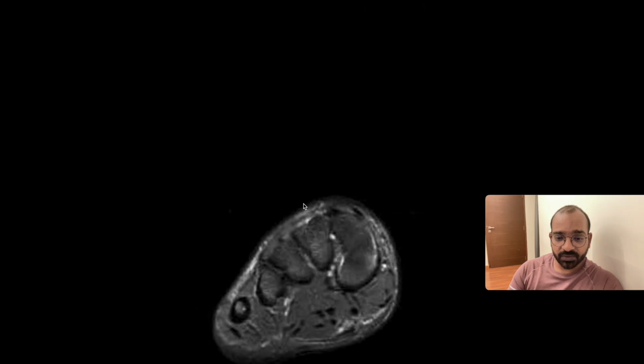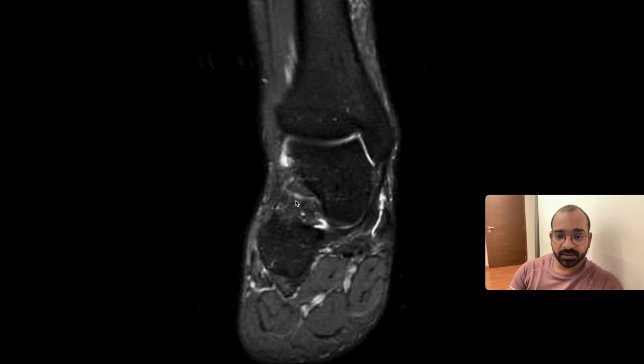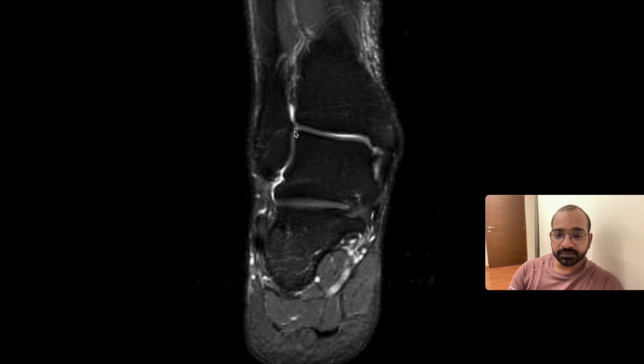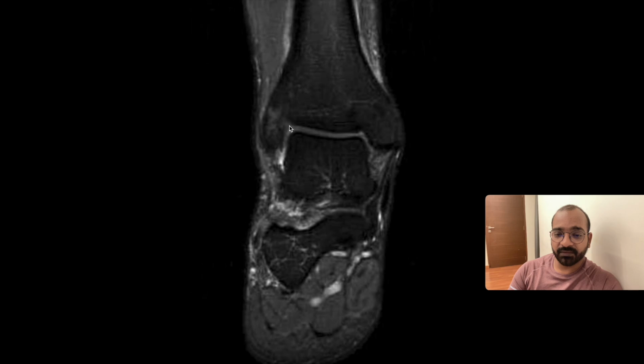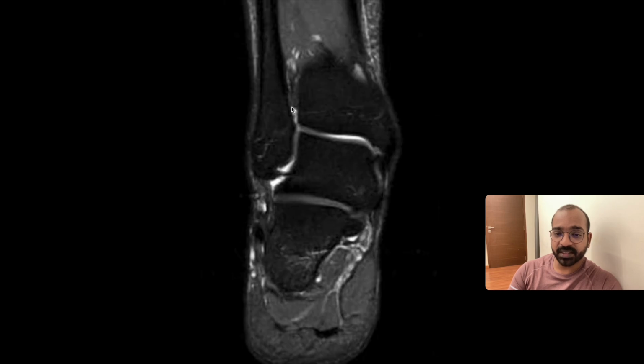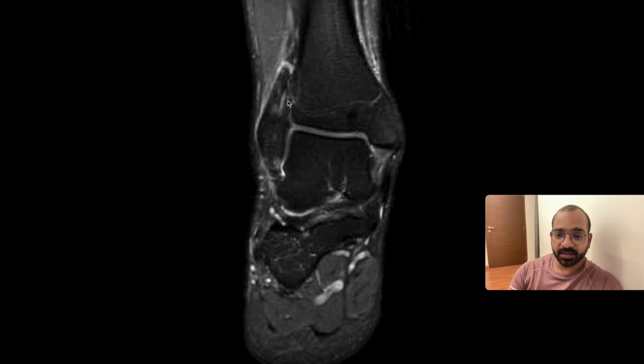So if I show you the same thing on the coronal images, I'll try to show you. Yeah, here you can see this is the anterior inferior tibiofibular ligament. This is a syndesmosis, what we are seeing, that is the interosseous membrane between the distal tibia and fibula. Okay, so this is the tomb of the talus. This is the tibial plafond surface, this is the fibular surface, this is the tibiotalar joint.